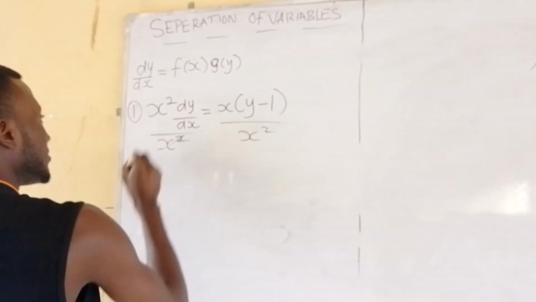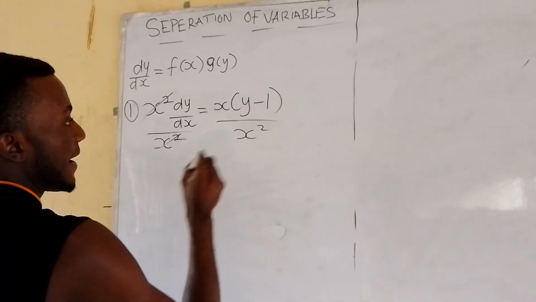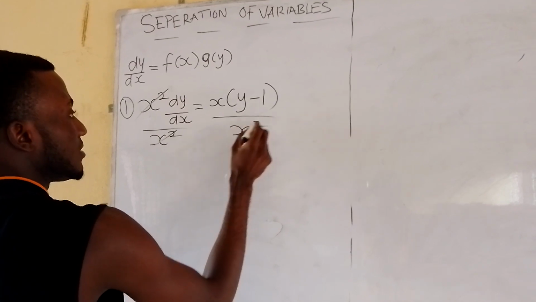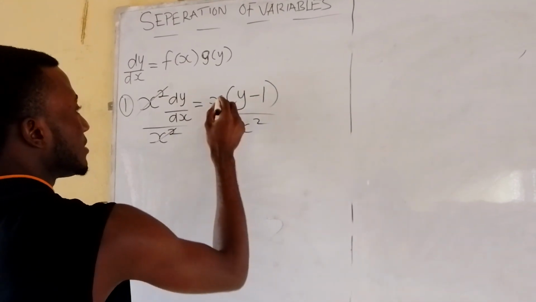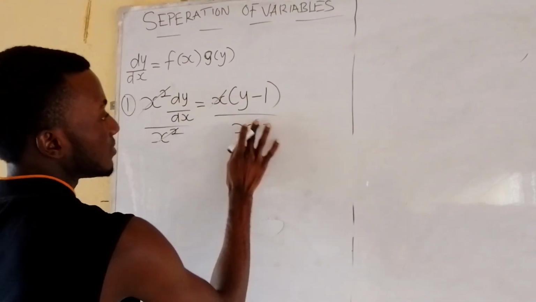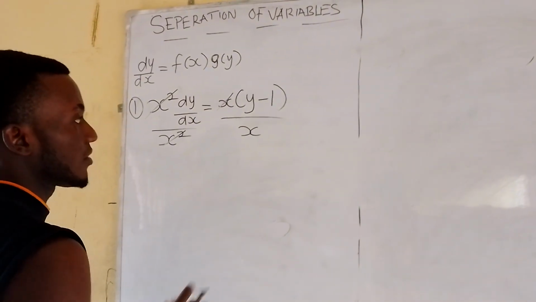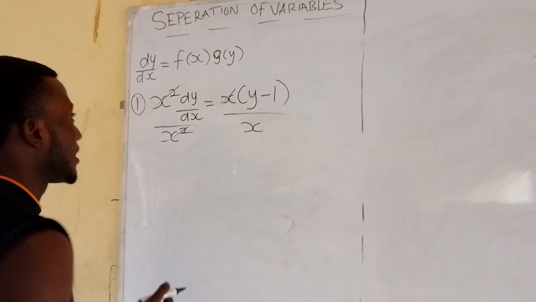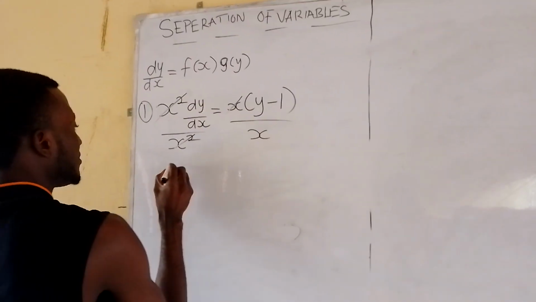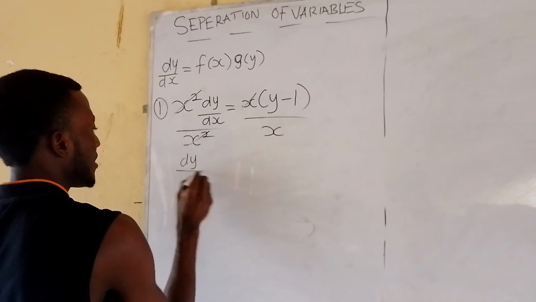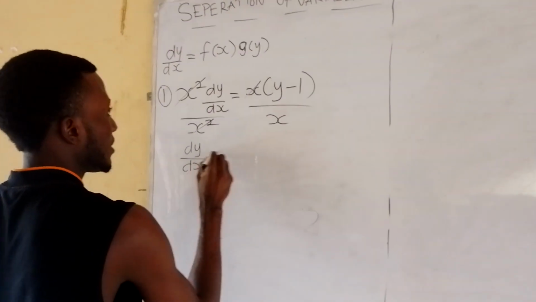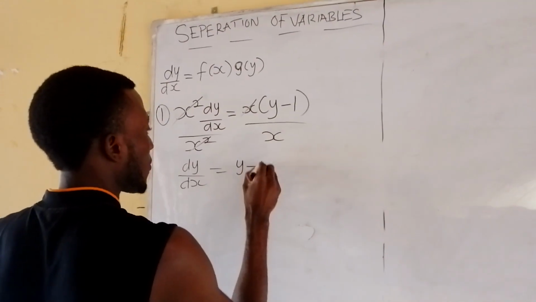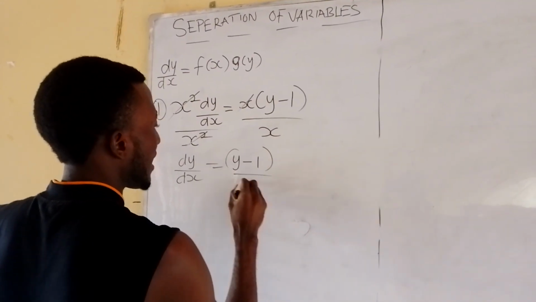This will simply cancel, and x squared divided by x is going to cancel, and only one x remains because it's squared. That's one x going. We are having the remainder dy over dx equals y minus 1 over x.